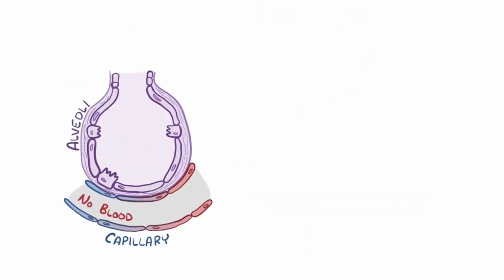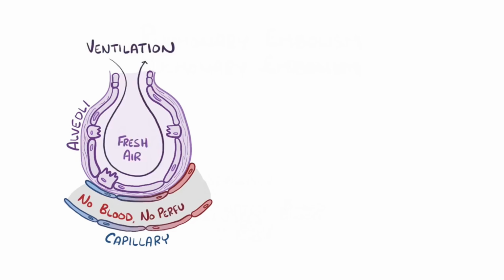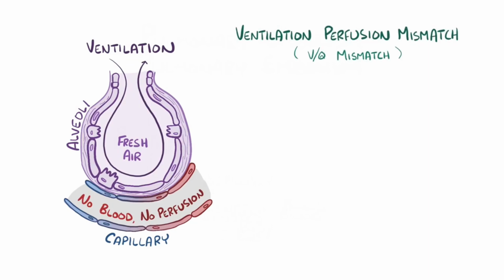If there's no blood flowing past an alveoli, then that means that there are alveoli that are getting ventilated with fresh air but not getting perfused with blood. We call this a ventilation-perfusion mismatch, or a VQ mismatch. The body needs oxygenated blood to function, and can therefore only tolerate a bit of VQ mismatch before the lungs are no longer able to meet the needs of the body.